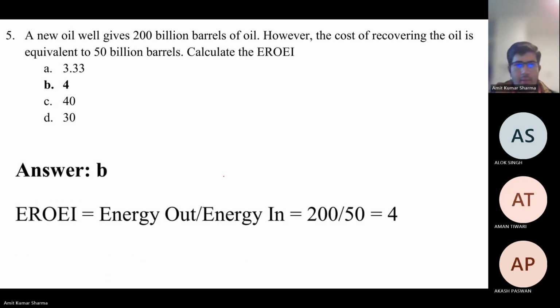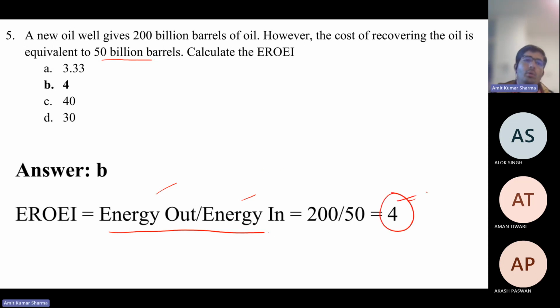So as you said, EROI is basically energy out upon energy in. Here you can see that a new oil well gives 200 billion barrels of oil. However, the cost of recovering the oil is equivalent to 50 billion barrels. So the energy out is 200 billion and the energy in is 50 billion barrels, so we are getting 4. To get the energy of 200 billion barrels of oil, we have to invest 50 billion barrels.